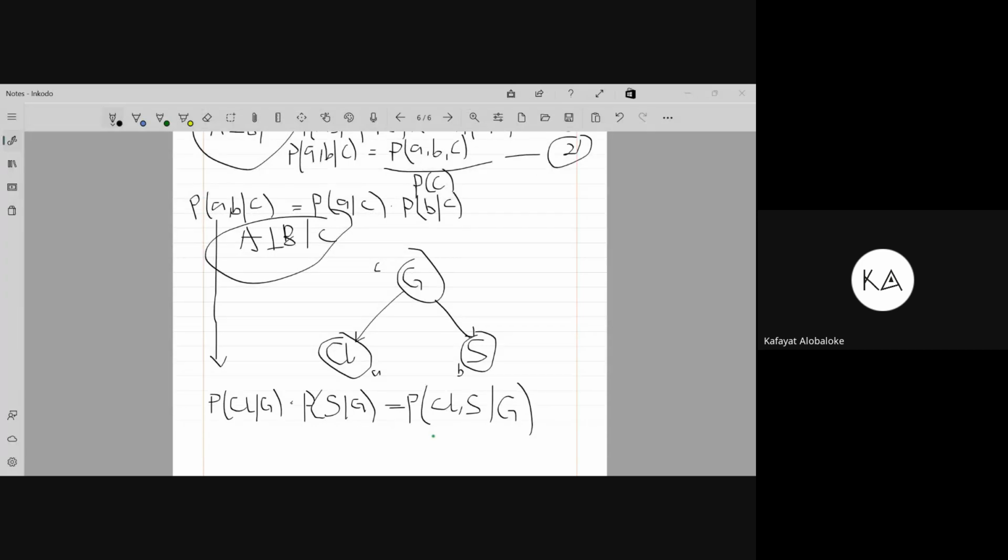Then the intersection property, this is strictly for positive distributions. If A is conditionally independent of B, given two events C and D, and A is conditionally independent of D, given C and B, then we are saying that A is conditionally independent of B and D, given event C. Please be sure to study this on your own after this class.